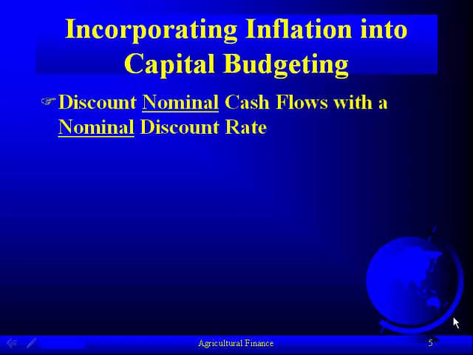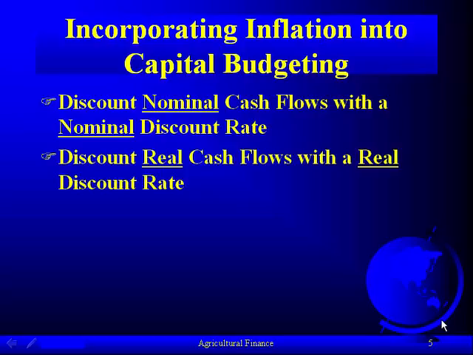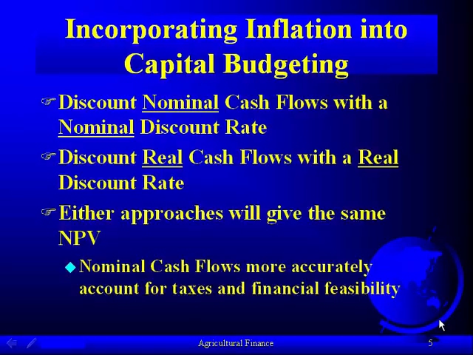Here are the rules that incorporate the definitions that we went over on Monday. To incorporate inflation into the capital budget, we are going to discount nominal cash flows with a nominal discount rate. And that's why it's important that you understand the difference between real and nominal, because you have to determine if a cash flow is nominal, and you have to know what the nominal discount rate is. Also, we can discount real cash flows with a real discount rate. Either approach will give you the same net present value if you do it correctly.